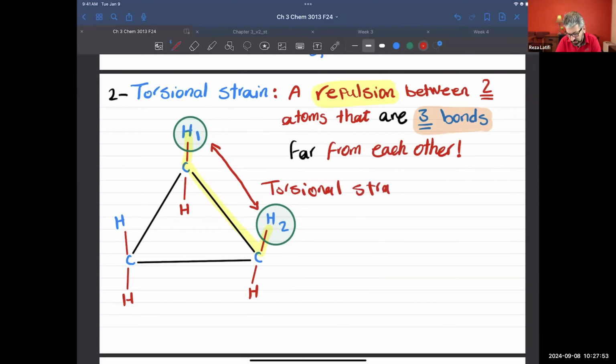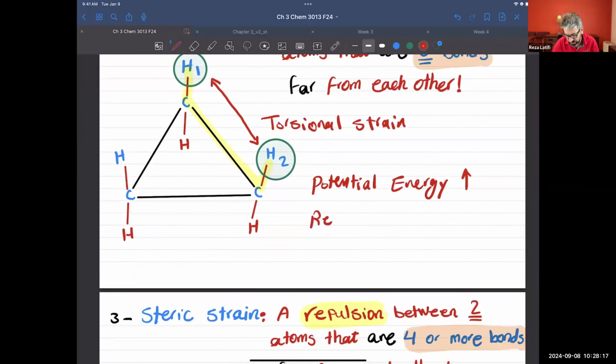strain. Okay, what does it mean? It means those 2 atoms are going to see each other to some degree. And if they see each other, because they are made of electrons, they're going to repel each other. Again, the potential energy will go up. Why? Because of the repulsion between hydrogen number 1 and hydrogen number 2.